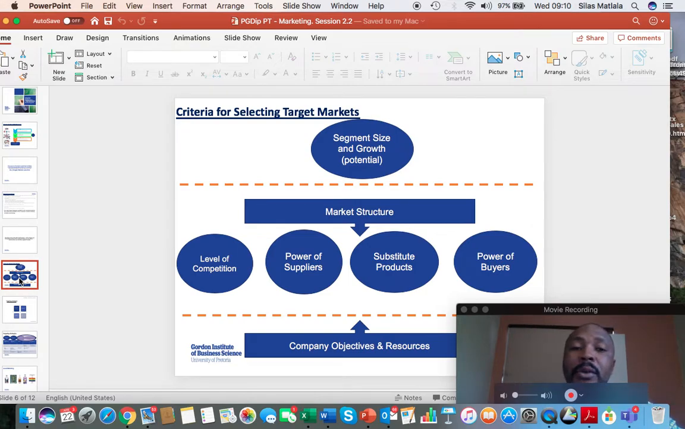Are there easy barriers of entry? The power of the suppliers that are in there, the substitute products that you are faced with, and the power of buyers, which sounds more like Porter's Five Forces. And you may say, after I have looked at all of those things, what are my company's objectives and resources that I have, which will make me play better in those targeted segments? So that will be the criteria in terms of the targeting of the markets.